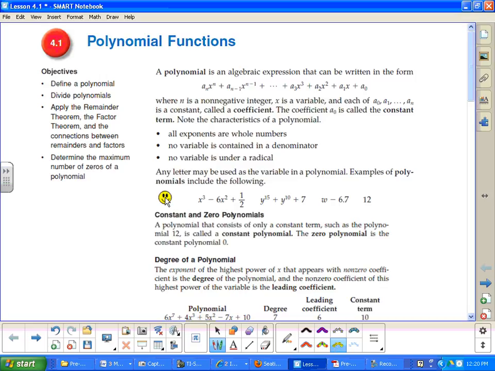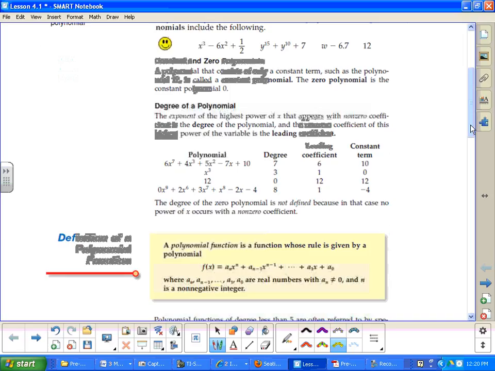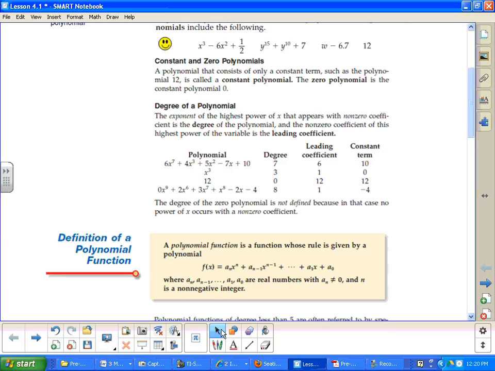some polynomials here. A constant polynomial would be just like a number: 12, 5, 7, 0, 18, 14.1. A zero polynomial obviously would be with 0. Reminder that the degree of a polynomial is the degree of the largest term. So for instance, with these ones we have here, this first one has a degree of 7. Reminder that the number that goes in front of the term with the highest degree is called the leading coefficient.